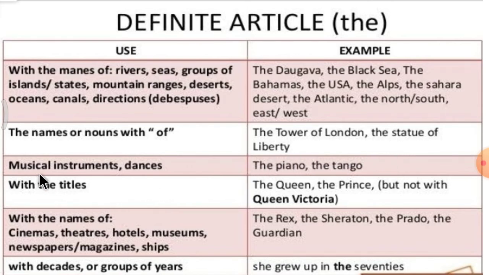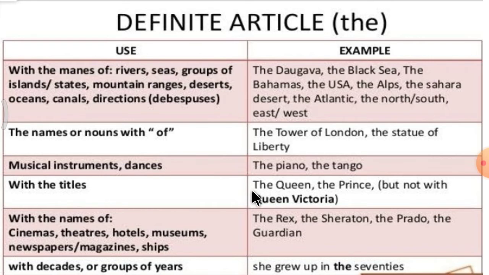Then musical instruments and dances. When we are talking about any type of dance or any musical instrument, we have to use the. The piano. Piano is a musical instrument. The tango. Tango is a type of dance. With the titles.